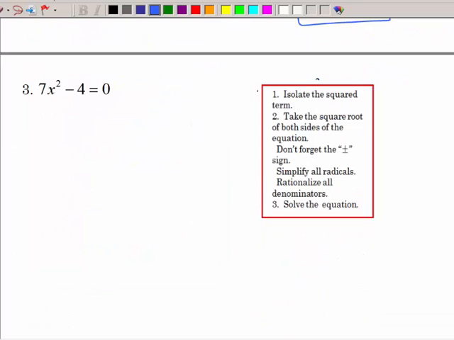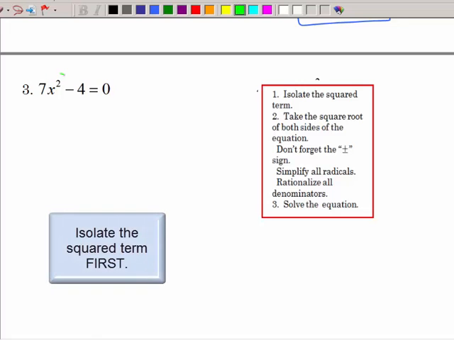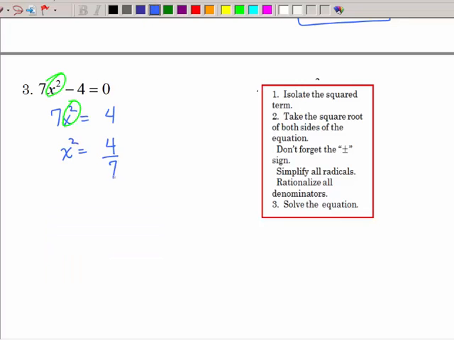All right, on this third example, we want to isolate that squared term, which is just x squared. So I want to add 4 to both sides. Can't take the square root yet. This is not isolated, so we need to divide by 7. Now we can take the square root of both sides. So put that plus or minus. And what's the square root of 4? That's 2. But the square root of 7 is just the square root of 7.